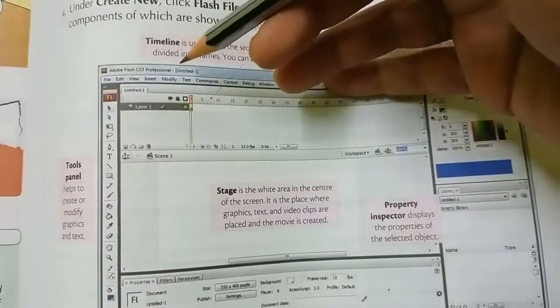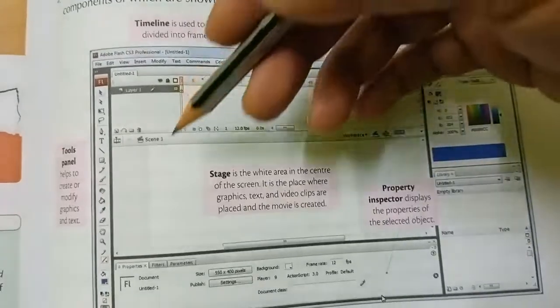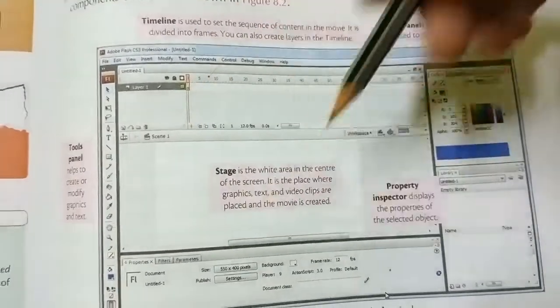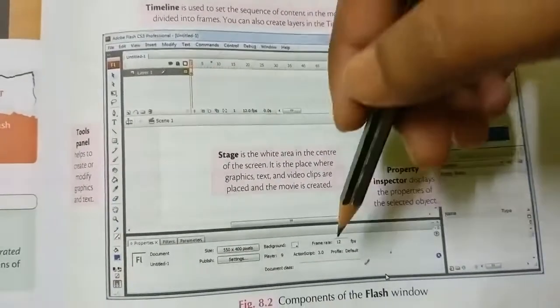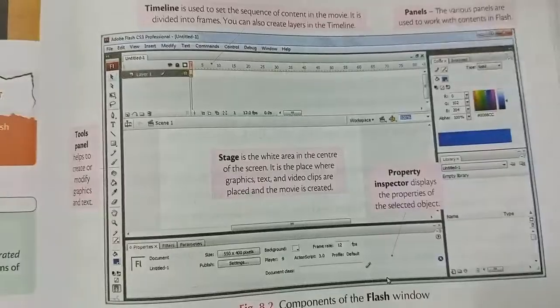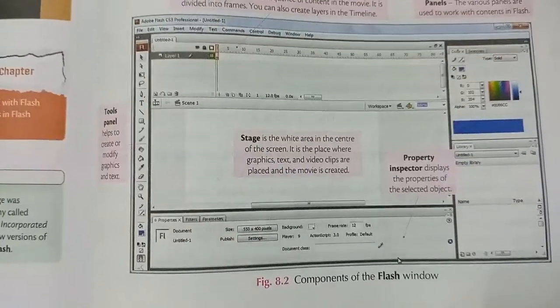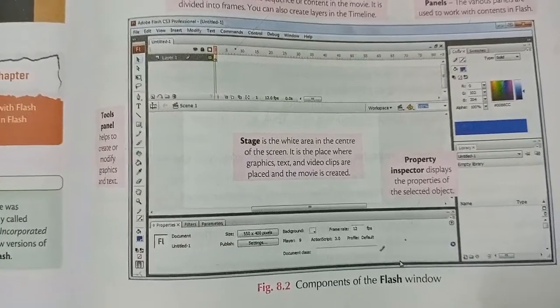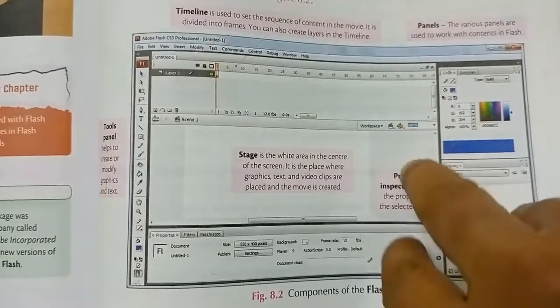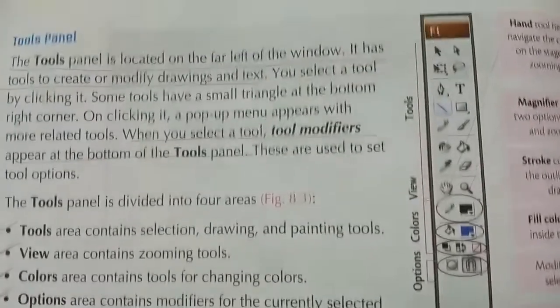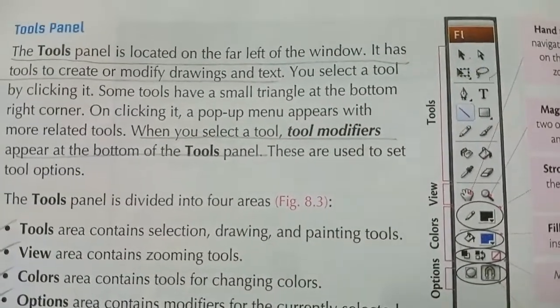You can see the title bar is there, the menu bar is there. This is the stage where you can draw anything, the property inspector panel, then the tools panel. These are the components of the Flash window. Next page please. The next page is about the tools panel. Here you will see about the tools panel.